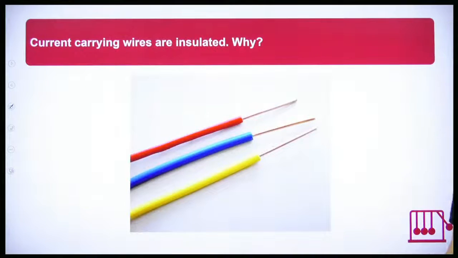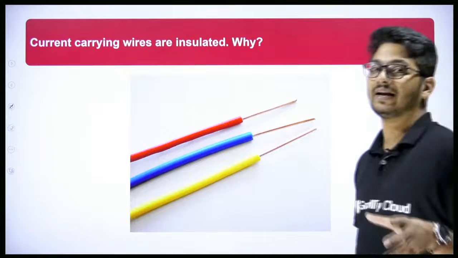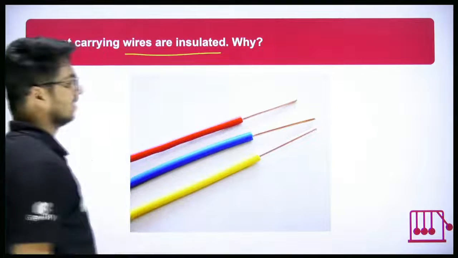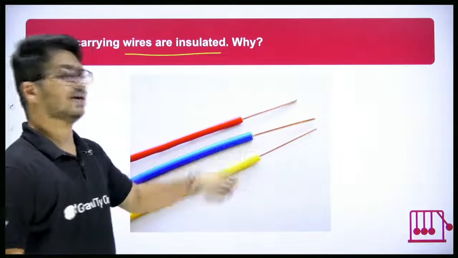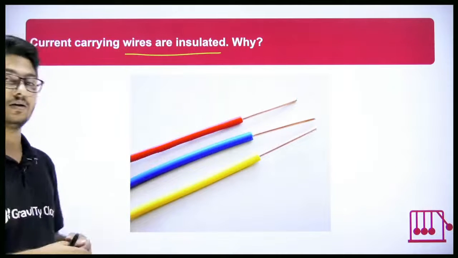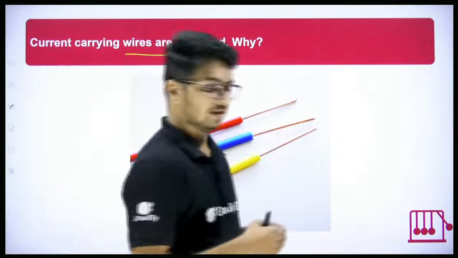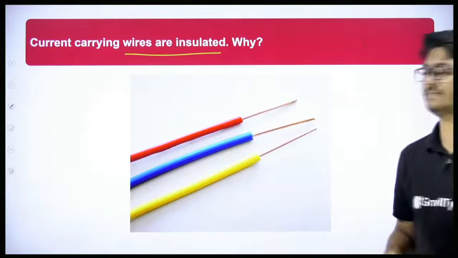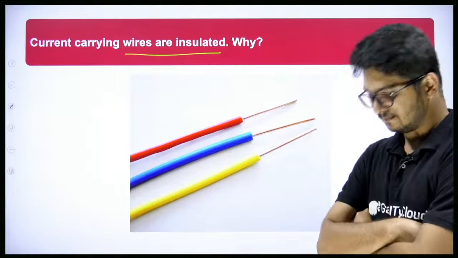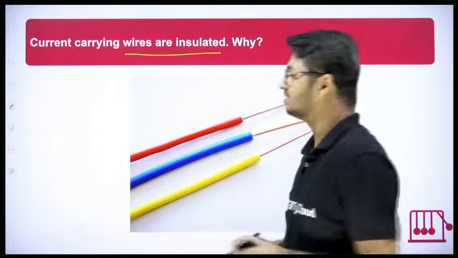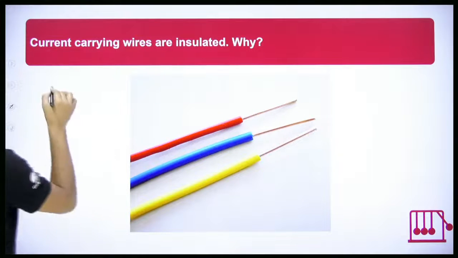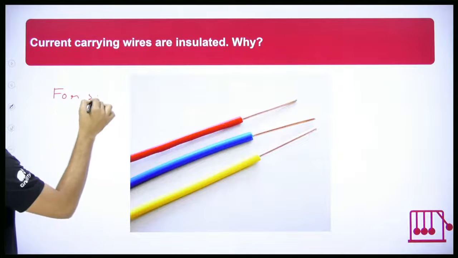Okay. Next. Current carrying wires are insulated. Why? You can clearly see this is the wire, but surrounding the wire you have a covering, a rubber or a plastic cover. Why are they insulated? Why do you think? For safety purposes. For safety reasons.